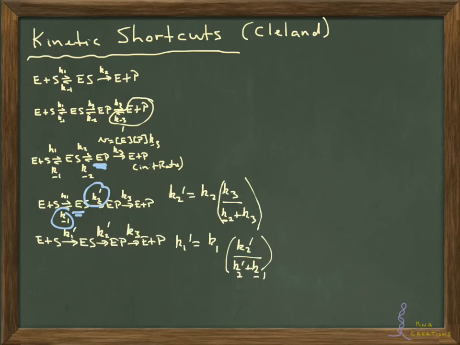You can actually just say that E plus S goes to E plus P. So it's essentially a first order, pseudo first order of S going to P at K obs.